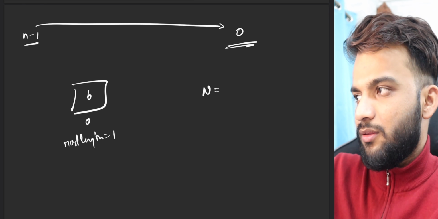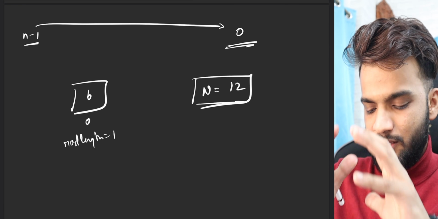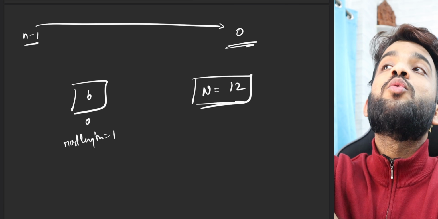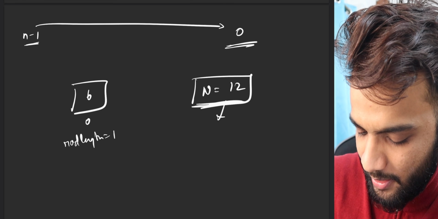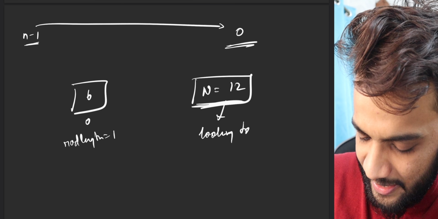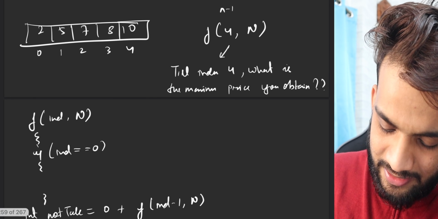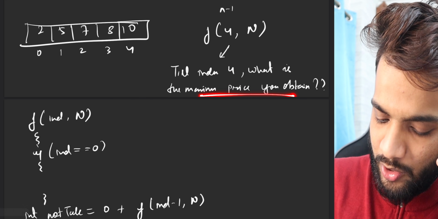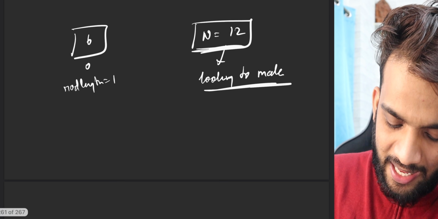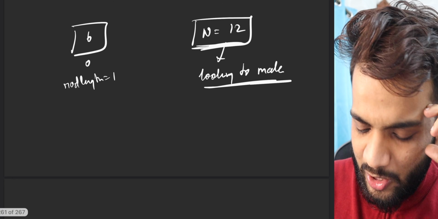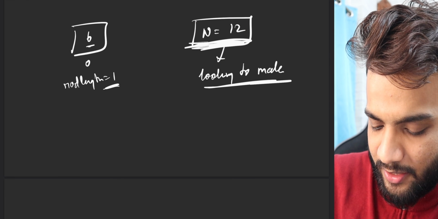And I'm coming up with a rod length, say 12. This is the remaining rod length that I'm looking to make, because that is what the recurrence was stating. Till index 4, what is the maximum price you can obtain in order to make n? So whatever n comes, if at the last index n is 12, the question is, how can you make this rod length 12?